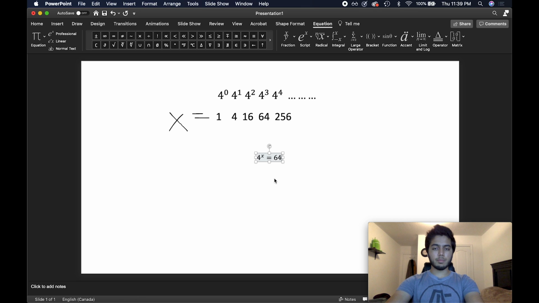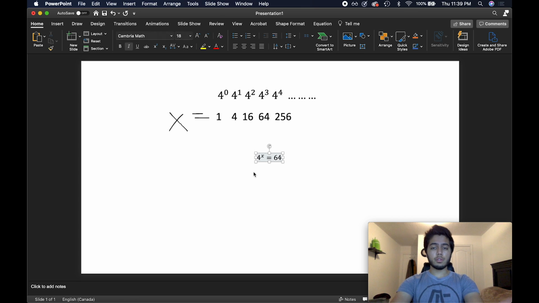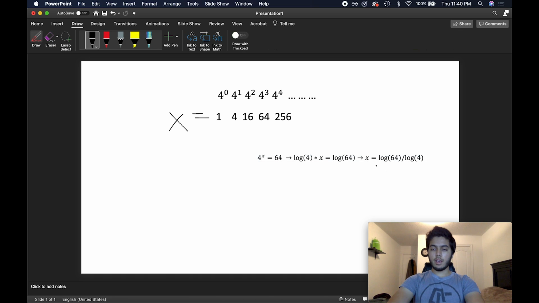Now, right away, this is a pretty simple exponential function. If we just use some basic high school math, we know that if we log both sides of the equation, we get x times log 4 equals log 64. Okay, so x equals log of 64 divided by log of 4. So basically, if this little equation returns us a positive integer, then we know that the inputted number is in fact a power of 4.